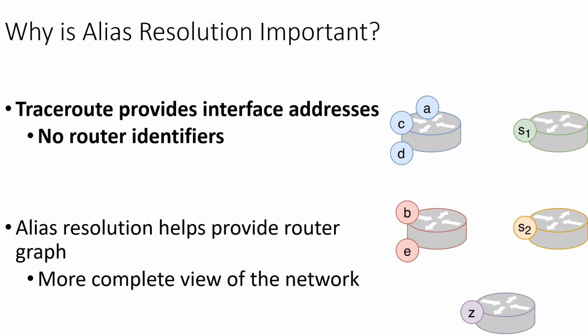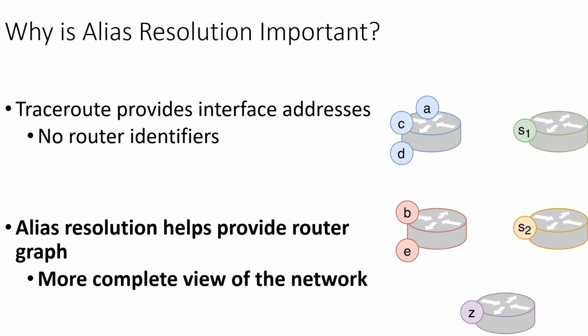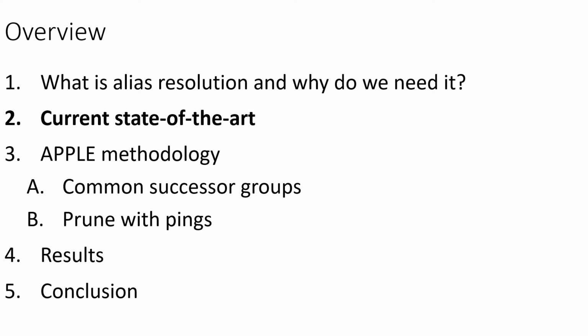So why is that important? Well, Traceroute only provides router interface IP addresses, and those addresses by themselves don't give you any router identifiers. For a bunch of different types of analyses, a router level graph, which is the type produced by alias resolution, provides a more comprehensive view of the network. One important example is performing different resiliency assessments, where it can be important to identify interface addresses that share the same router level fate.